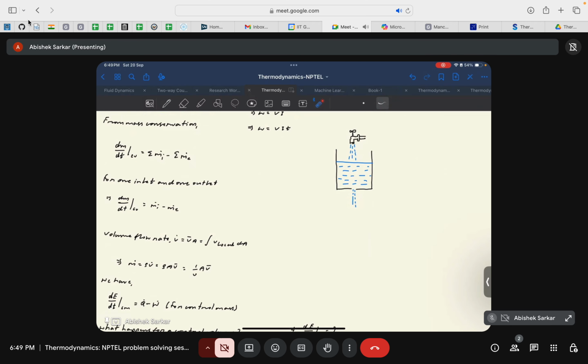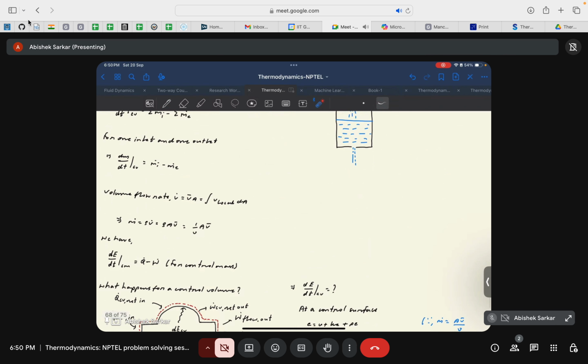Okay, so you can say that in that kind of scenario, the system has reached a steady state, because there is no change in the mass of the system with time. Similarly, the energy of the system does not change with time. You will say that the system has reached a steady state.